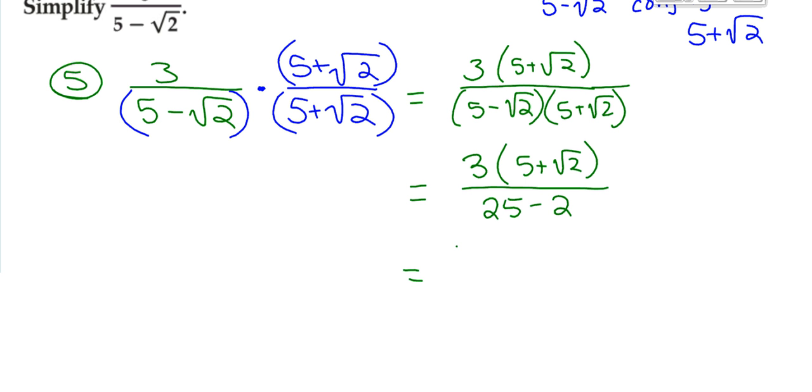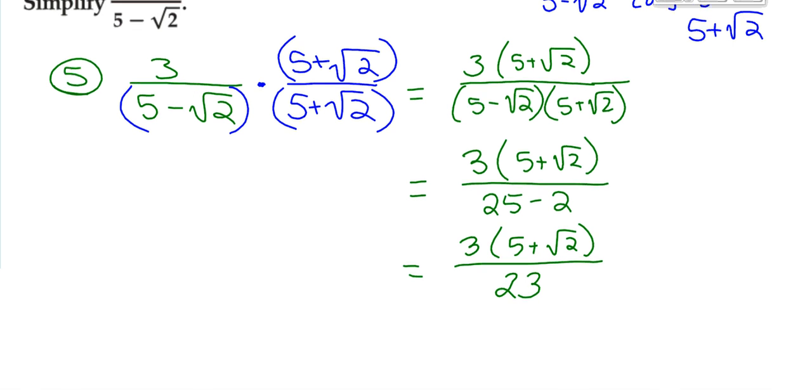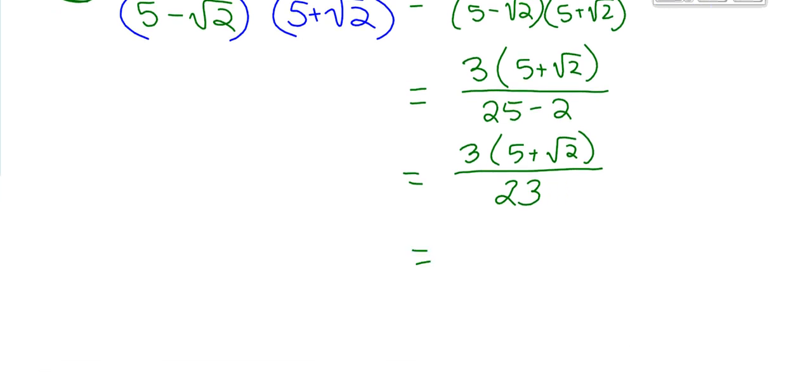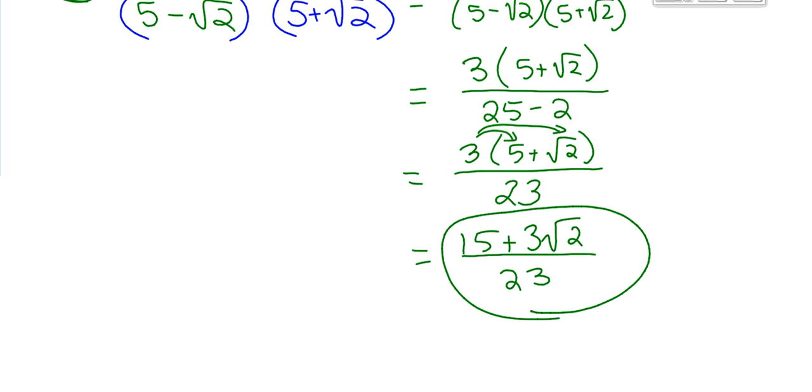And so then I have 3 parentheses. Oops, let me rewrite that. 3 parentheses 5 plus the square root of 2 times 25 minus 2, which is 23. So that won't reduce. So then I'll distribute that 3. 3 times 5 is 15, plus 3 times the square root of 2 is just 3 the square root of 2, all over 23. And that's the answer for that one using the conjugates.